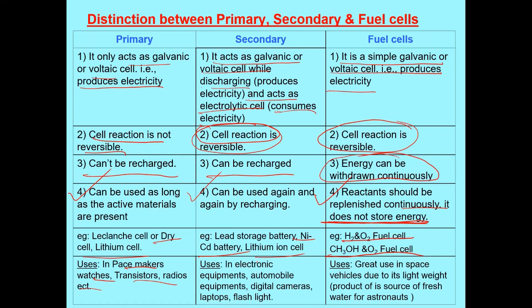Now, uses of secondary cells can be in electronic equipments, automobile equipments, like whatever we are using in our laptops, in mobile phones, smartphones, digital cameras, flashlights, etc. And uses of fuel cells, we have already mentioned that it is having great use in space vehicles due to its light weight, and the byproduct of the fuel cell, that is water, is a source of fresh water for astronauts. So these are the basic differences between primary, secondary and fuel cells.